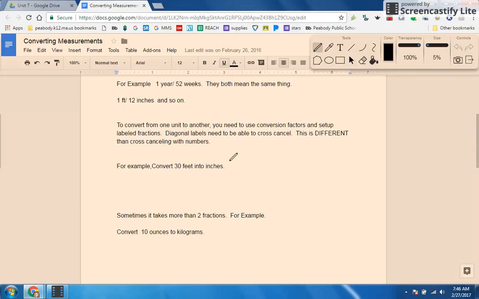It says, for example, convert 30 feet into inches. So what you do is you take the first thing that they tell you, which in this case is 30 feet, and you write it as a fraction over 1. So 30 feet over 1. Our goal is to convert this into inches. So you multiply it by the conversion rate. Since we want to get rid of feet, that has to go on the bottom, and what we want is inches, that goes on the top.